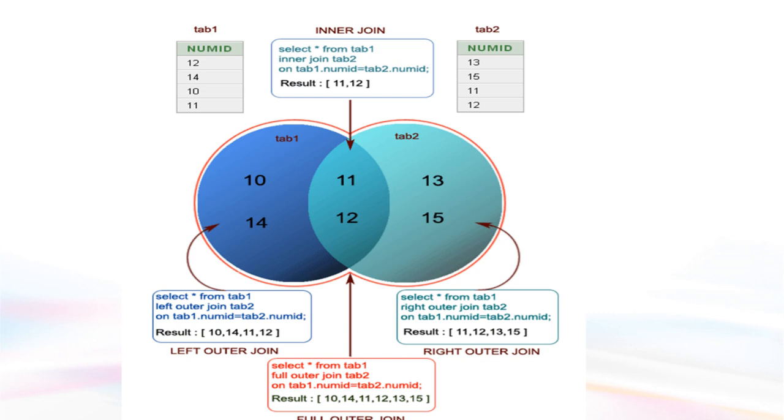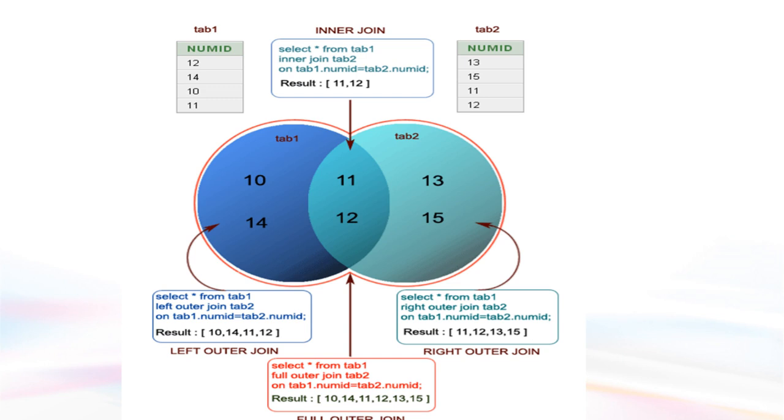Next, full outer join. Full outer join will get all the records: 10, 14, 11 and 12 from the left outer join, and also from the right outer join the values 11, 12, 13 and 15. So it's a combination of left outer join and right outer join. Both will combine to give the records. Now we will see a few examples on this.